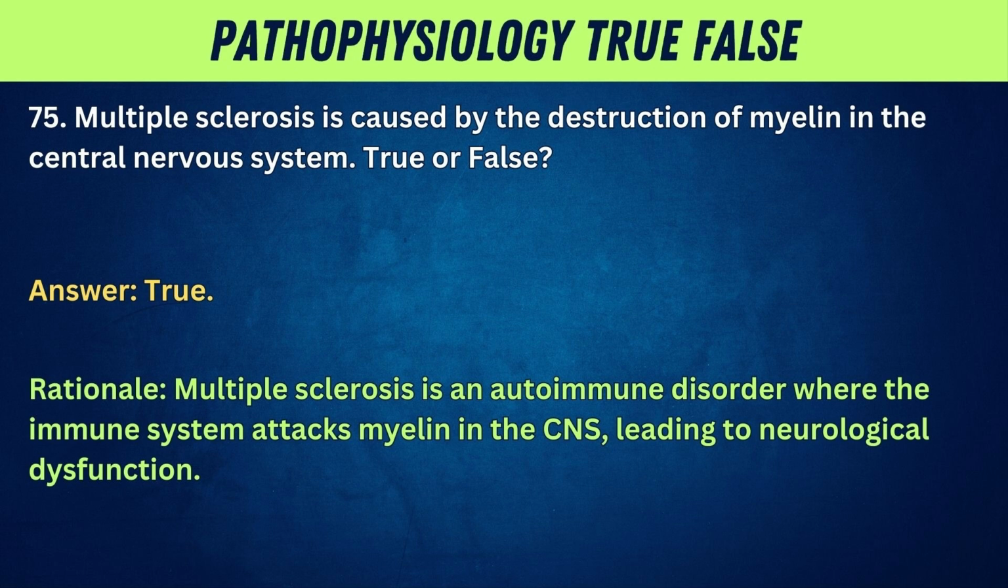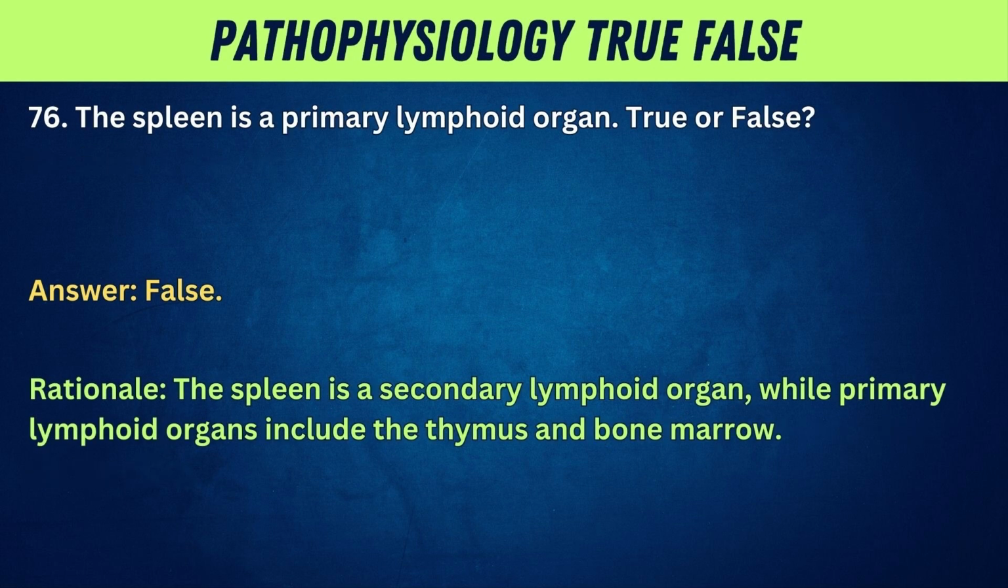True or false? Answer: true. Rationale: multiple sclerosis is an autoimmune disorder where the immune system attacks myelin in the CNS, leading to neurological dysfunction. 76. The spleen is a primary lymphoid organ.